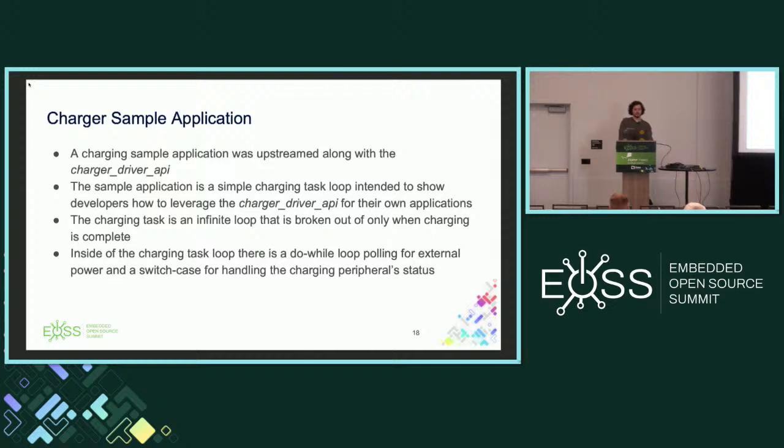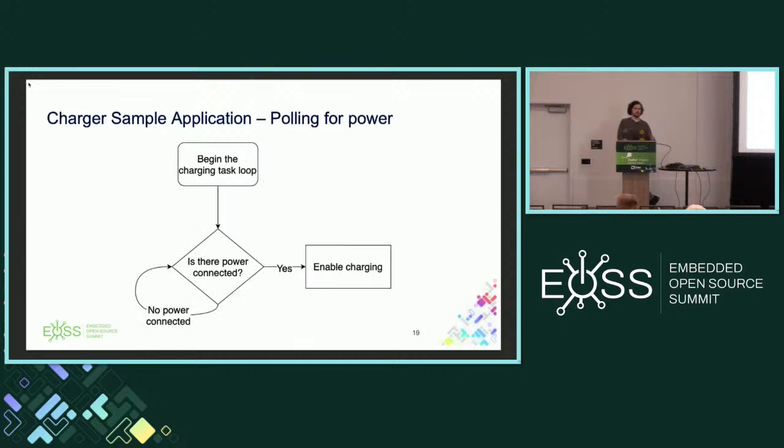It's an infinite loop. The charging task is an infinite loop that's broken out of only when the charging cycle is complete. Inside of that task loop, there's a do while loop that's just going to poll for external power and a switch case for handling the charging peripheral status. So I'm going to go through this, put up a kind of a flow chart, and then a code snippet showing how it's kind of accomplished.